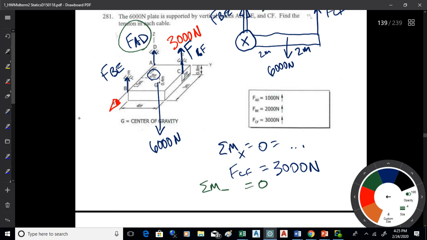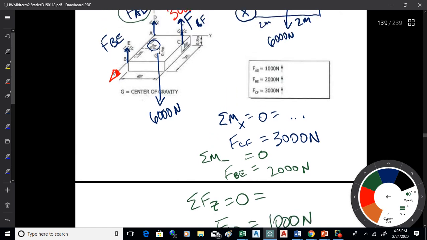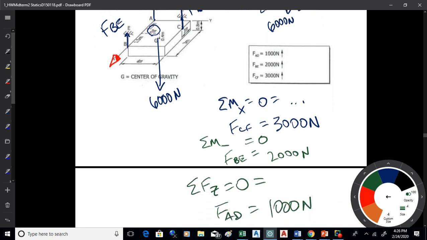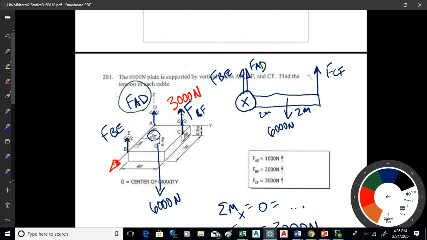I'd probably take another moment equation and get FBE, and that would be 2,000. And then to finish it up, I'd go sum of FC equals 0, and get the last one, and that would get me FAD. So that's the approach I would take on that. Take the 3D problem and turn it into a series of 2D problems. There's your basic free body diagram to start.